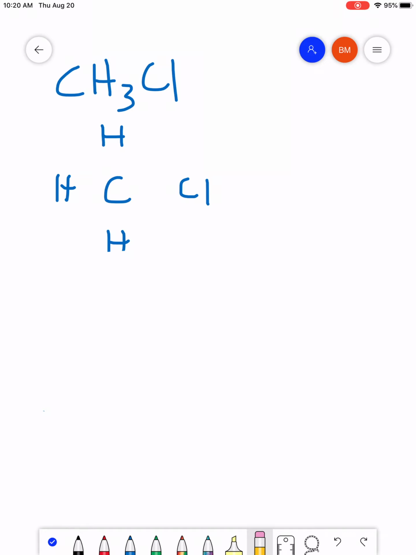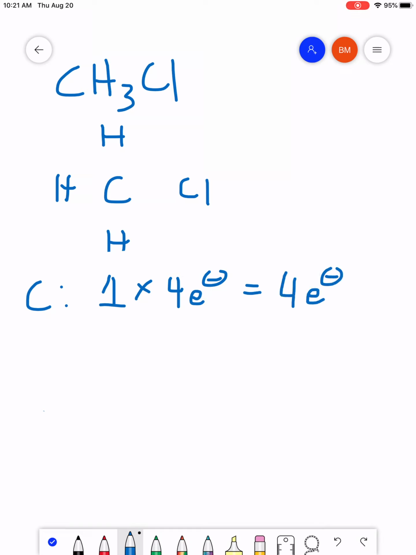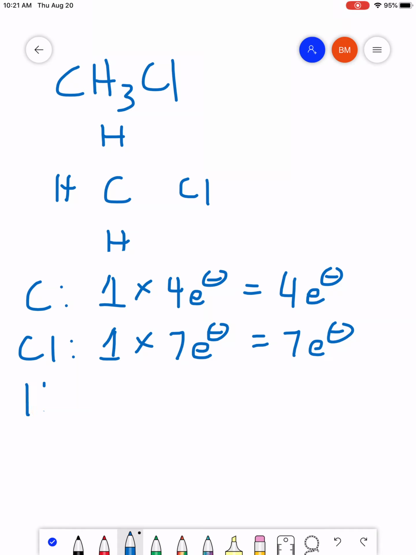All right? Let's count up our valence electrons. So for carbon, we have 1 carbon and 4 valence electrons from that. Chlorine, we have 1 chlorine. It's in group 7, so you're going to have 7 valence electrons from chlorine. And we got 3 H's.